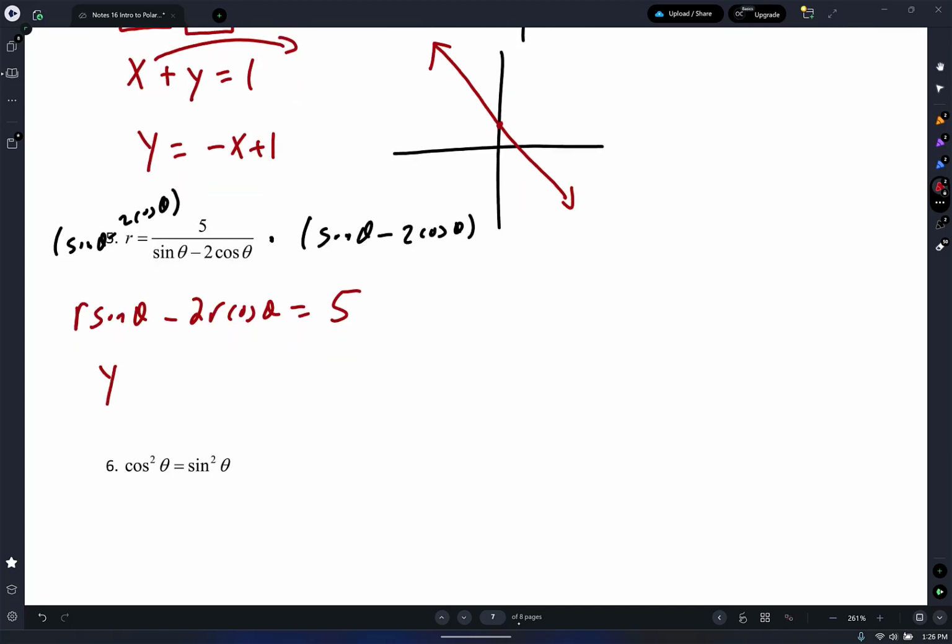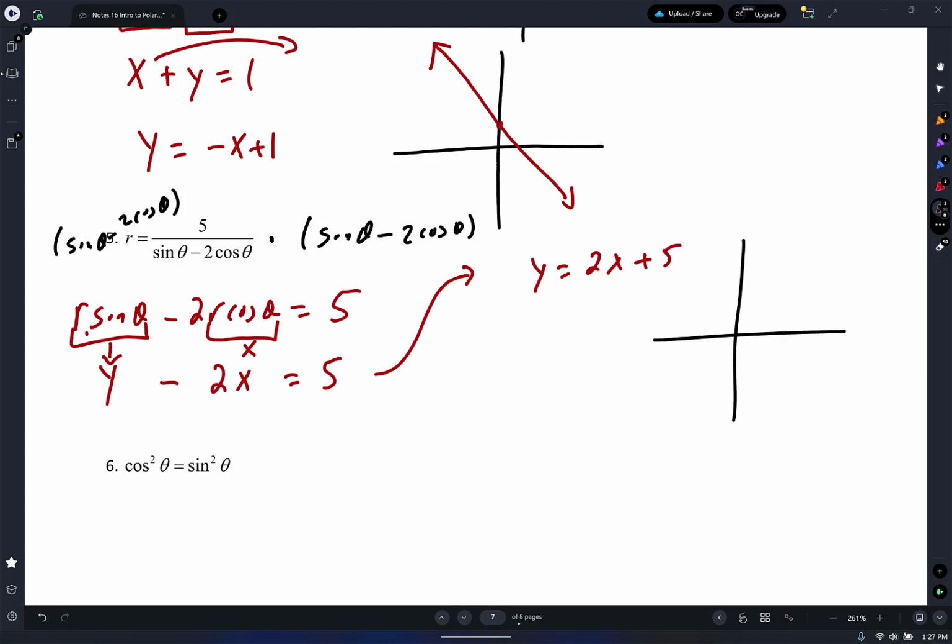So this is y minus 2x. That's an x. This is a y. Equals 5. Move the 2x to the other side. Y equals 2x plus 5. And there it is. That's what you're going to graph. It's 5, slope of 2.